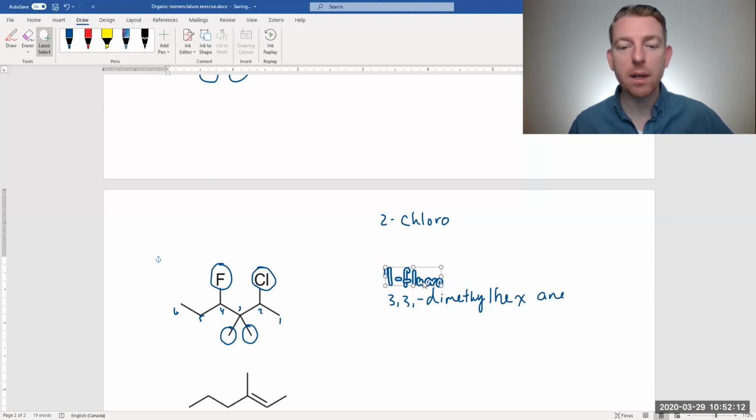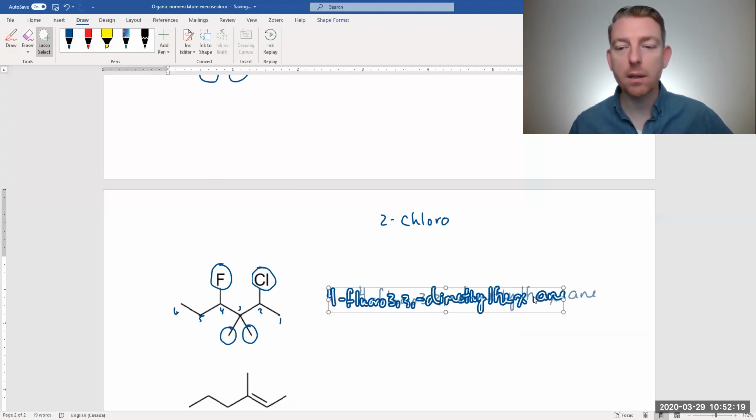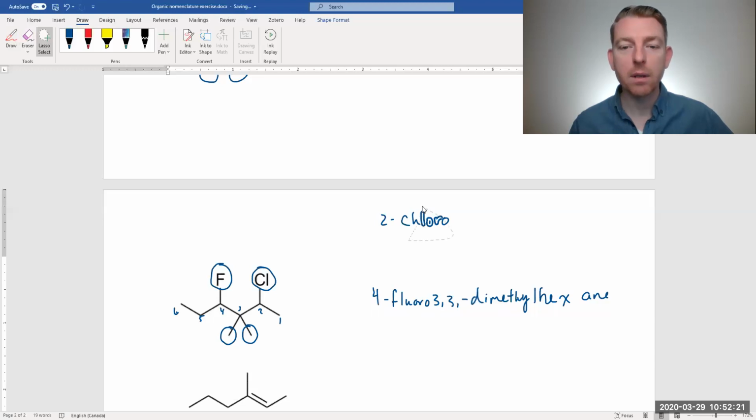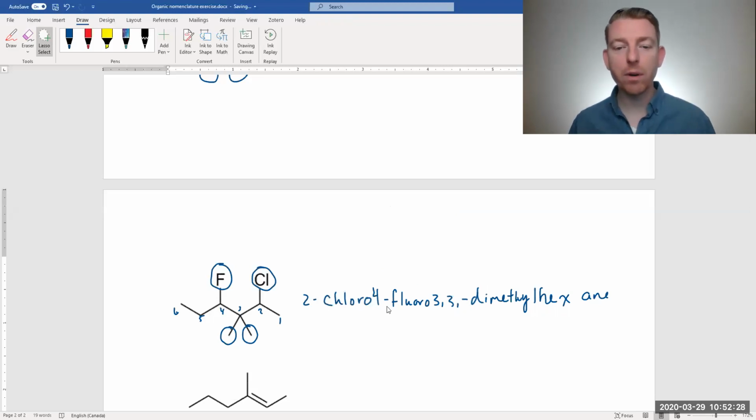Second last alphabetically will be the fluoro, and I'm going to have to move this whole thing over to make room for the chlorine. So let's do that. And then, okay, so there's our final molecule name. So 2-chloro, 4-fluoro, 3,3-dimethylhexane. Again, following all the rules about keeping the numbers low, naming all the side chains, putting them in alphabetical order, and ending with a suffix that's just saying that it's a straight alkane.